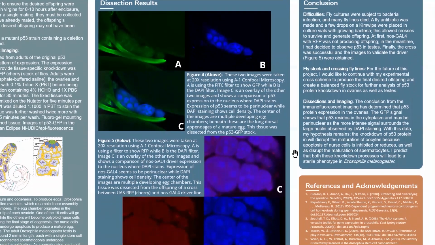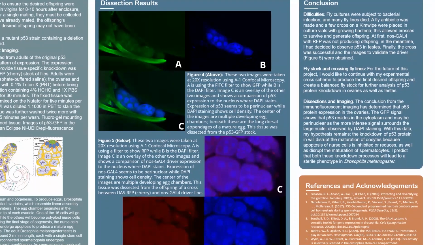And the conclusion I came to with the imaging is that for P53 protein expression in the ovaries, the GFP signal shows that P53 resides in the cytoplasm as well as paranuclear, and it has a more intense signal around the large nuclei observed by the DAPI staining.